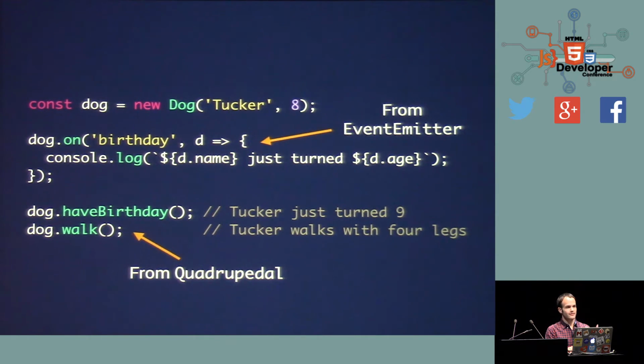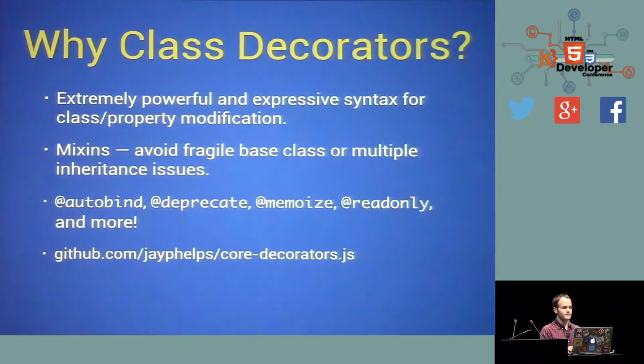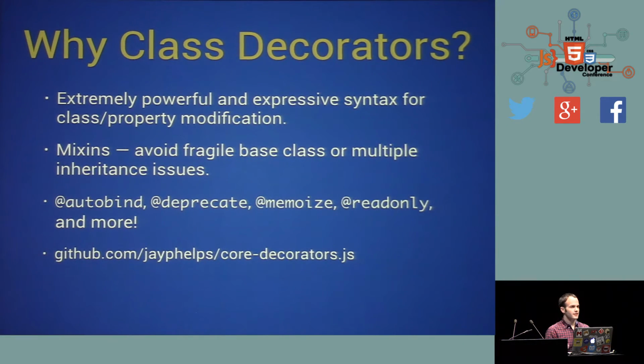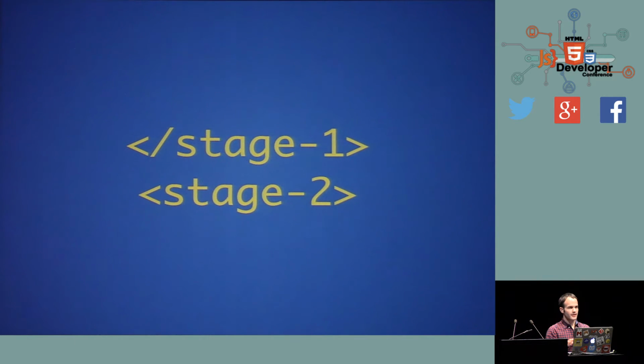Because we've already seen this being advocated by Angular 2, and if you've looked at React Redux, connecting your provider to your React components, they've been showing this in a way with decorators. So why class decorators? It's definitely a very powerful, expressive, and declarative syntax. We saw we can use them to create mix-ins for classes. Some other great examples of decorators are auto-binding methods, deprecating methods, memoizing, setting something read-only, and a lot more. And there's a link to Jay Phillips, who has implemented a ton of these decorators that you can use now. So that sums up what I like about stage 1.